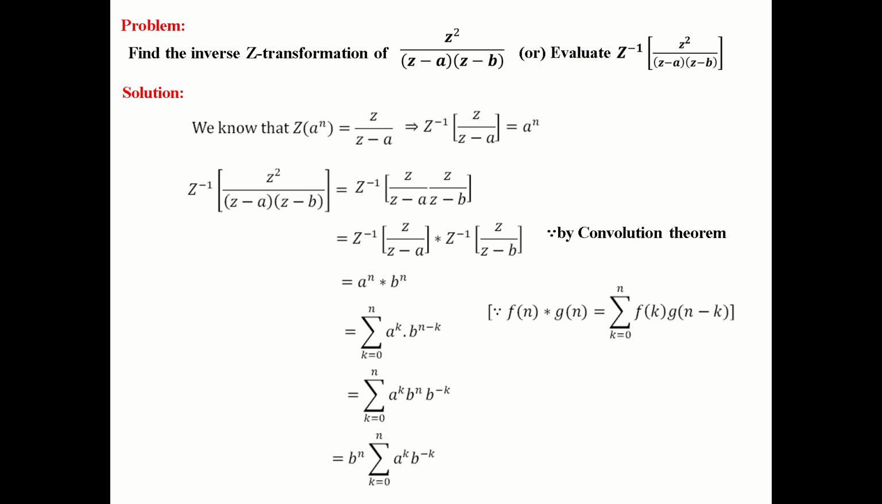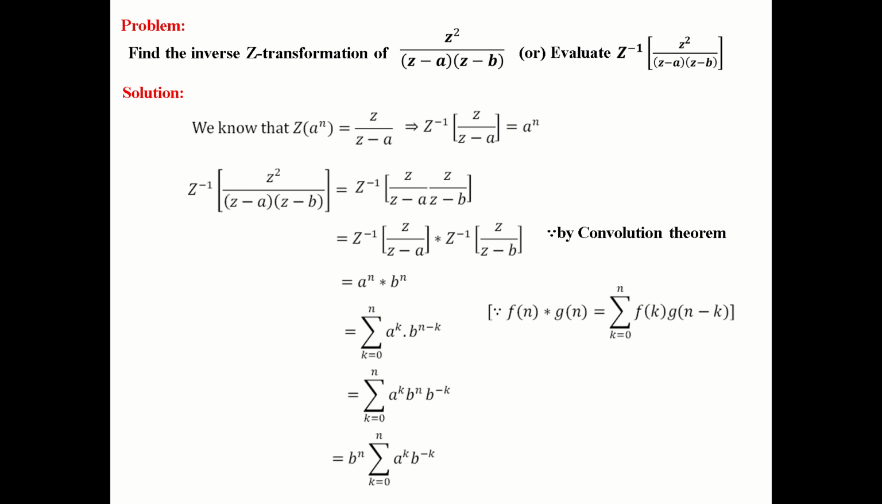So taking b power n outside, because the summation is starting from k equal to 0 to n over k only. So b power n is a constant with respect to the summation, so you are taking it outside from the summation, right?